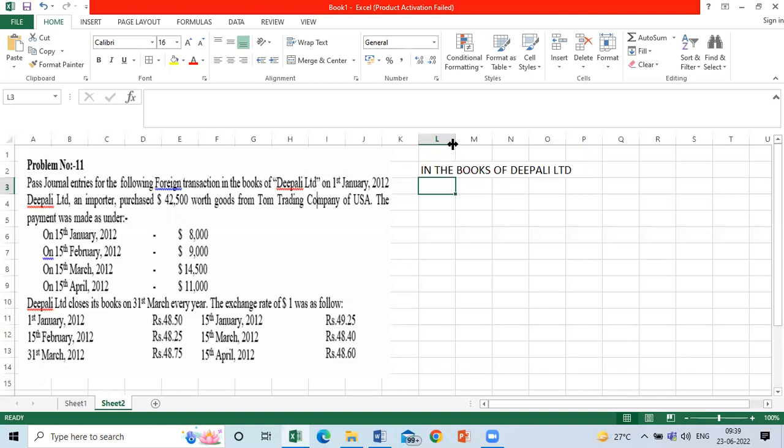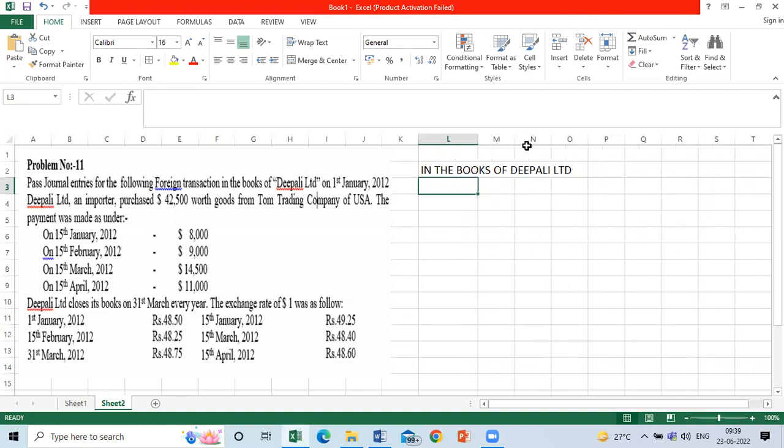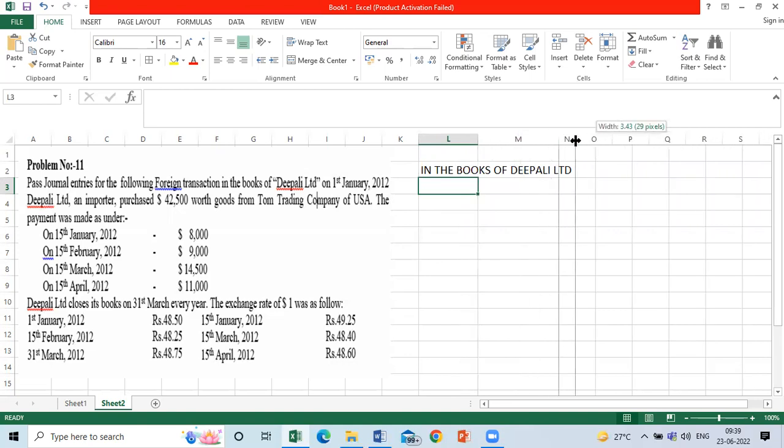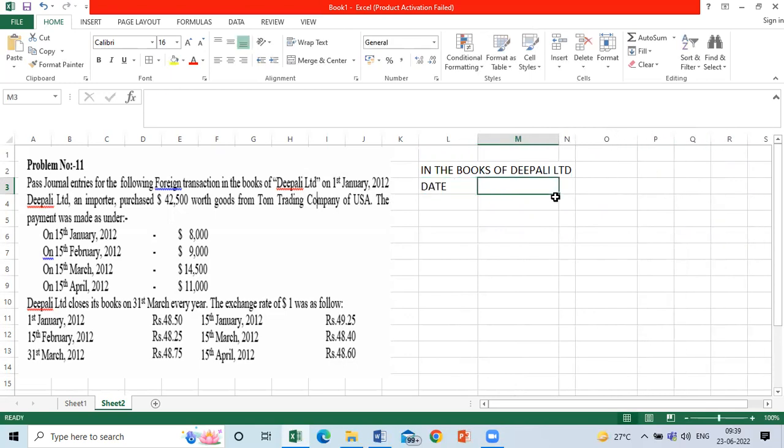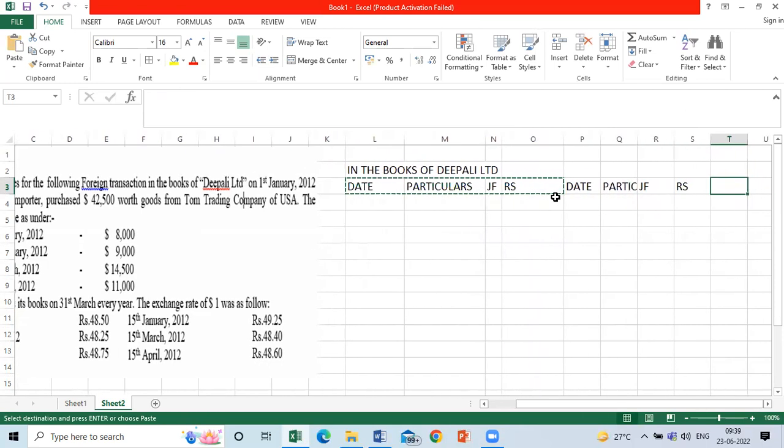I am making the ledger account even without passing the journal entries. It's quite possible. It's perfectly possible. Here is my date, particulars, journal folio, and rupees. And same thing I am following on the credit side as well.